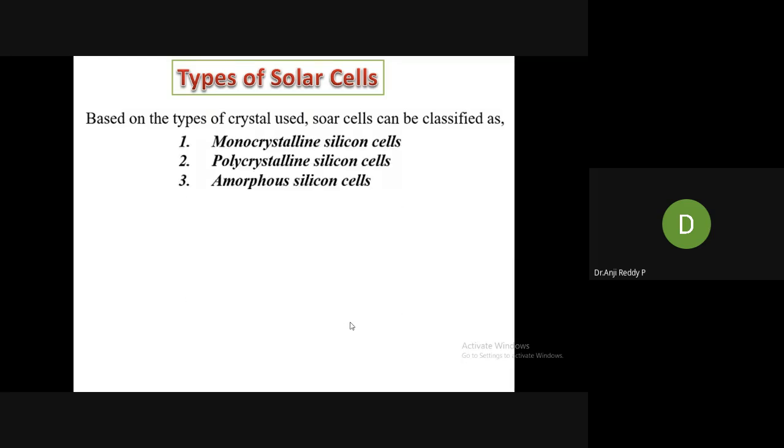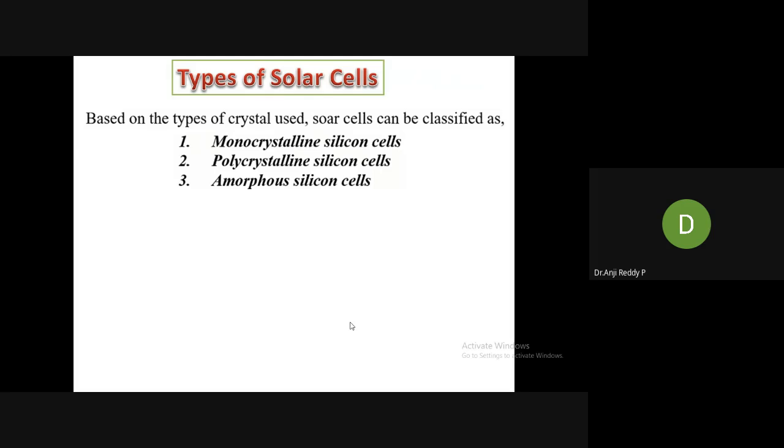In the last class, we studied up to here. We have three types of solar cells based on the material used. That material should be silicon here, but the type of silicon changes based on the type of crystal. The solar cells are classified into three types.